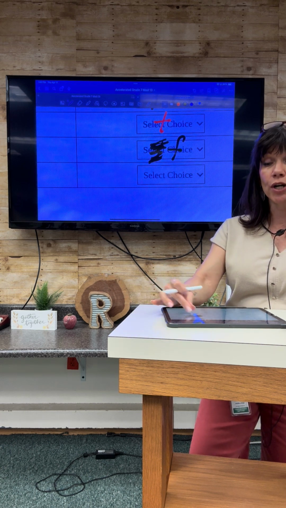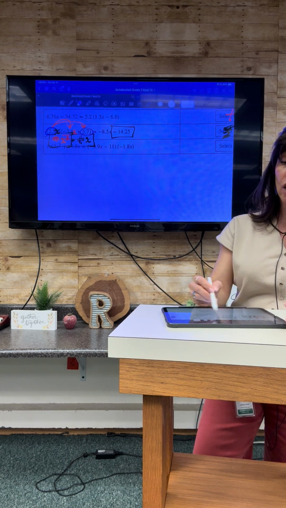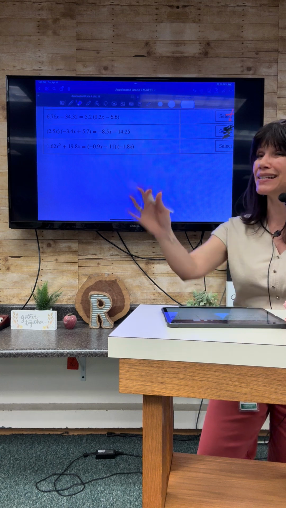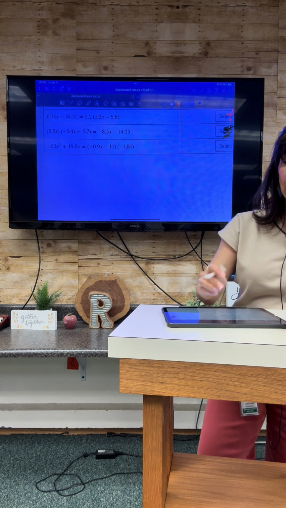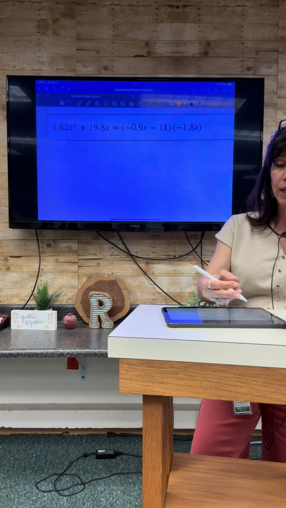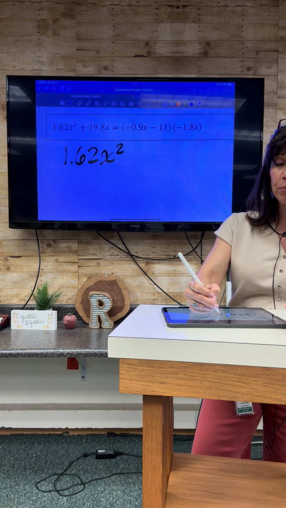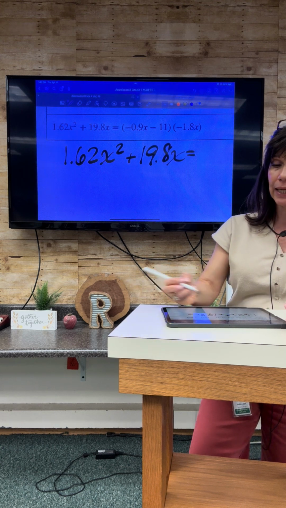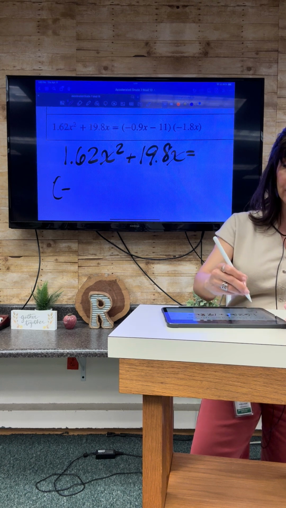Does anyone not know how to do the third item still? Okay, let's talk about the fourth item. Again, remember, I'm not giving you the answers. I see some people not writing. Please write. Begin by writing the fourth item. It is 1.62x squared plus 19.8x equaling negative 0. Well, wait, I'm going to do something.